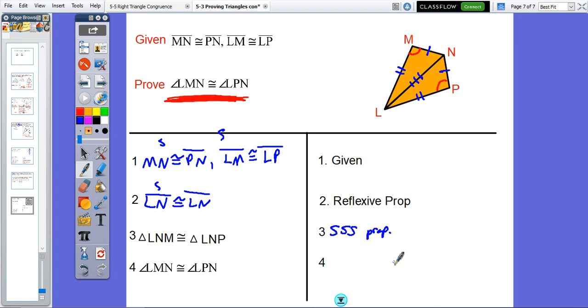So I'm done. My triangles are congruent for sure because of side, side, side. So 9 times out of 10, you're done. But now that we know the triangle is congruent, we can go ahead and assume that these two angles are congruent by corresponding parts of congruent triangles are congruent, or CPCTC for short.